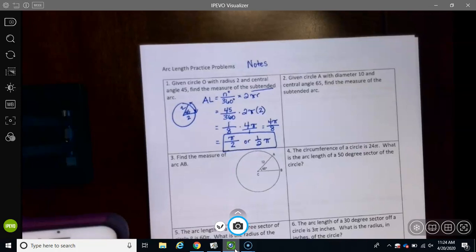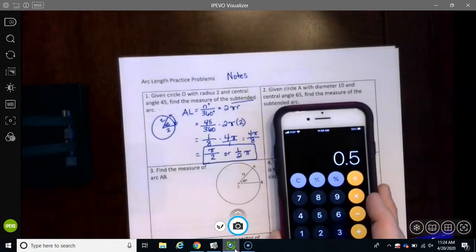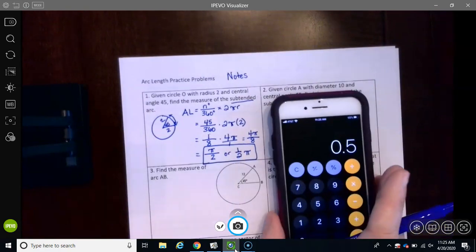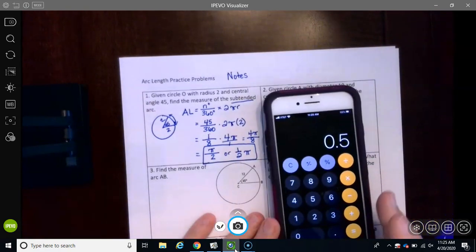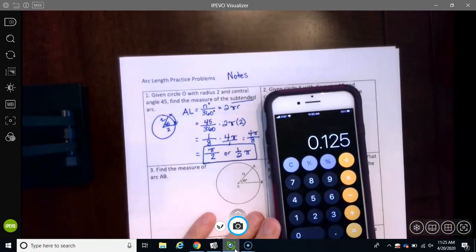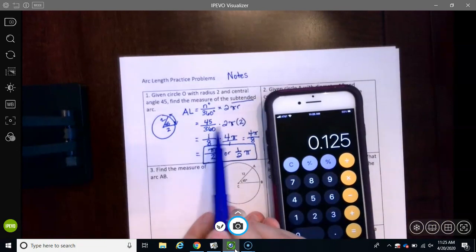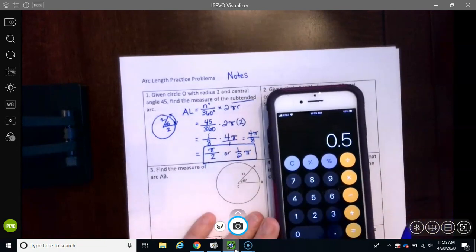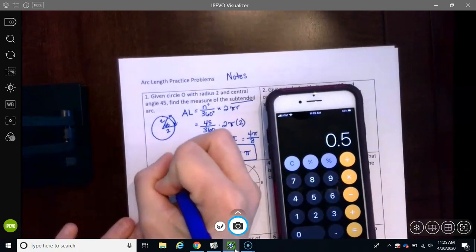So the other way you could do it is if you struggle with reducing fractions and all that stuff like what we've done, what I will accept is decimal answers. So if I take 45 divided by 360, that gives me 0.125. And then if I take that 0.125 times 4, because it's times 4 pi, that would give me an answer of 0.5 pi. So I would also accept 0.5 pi.